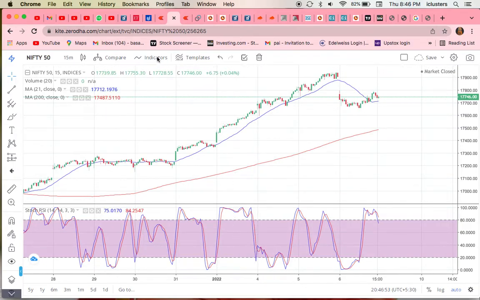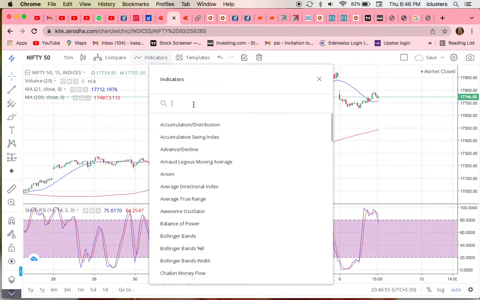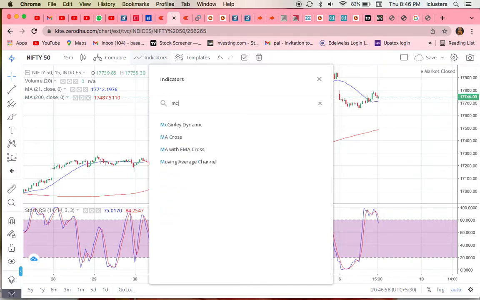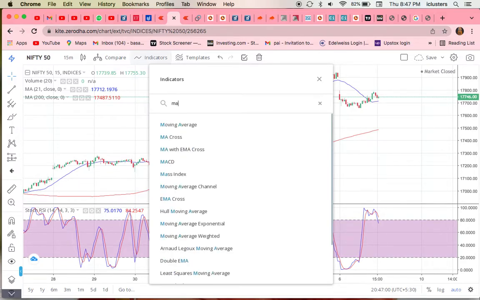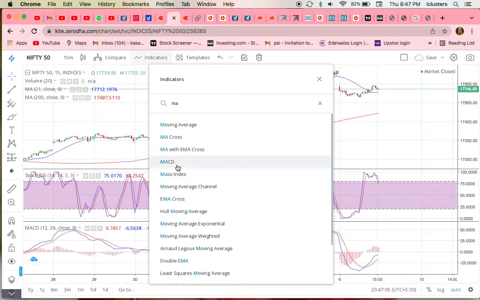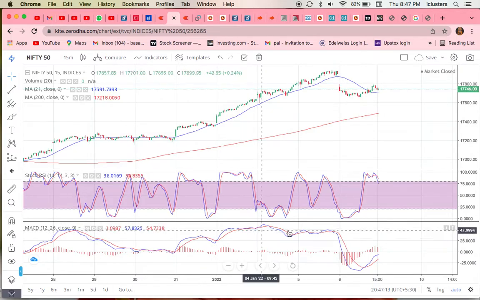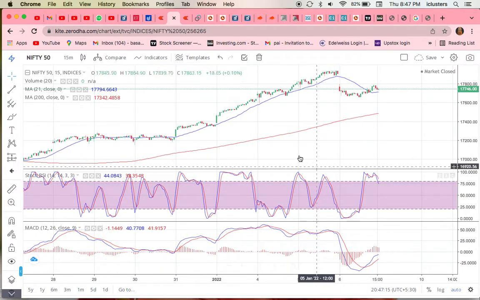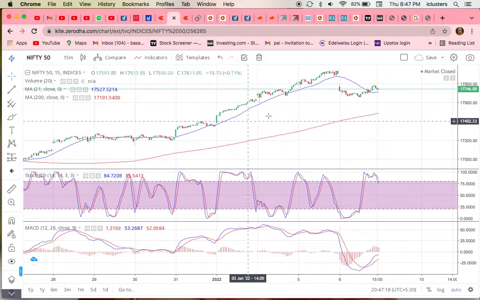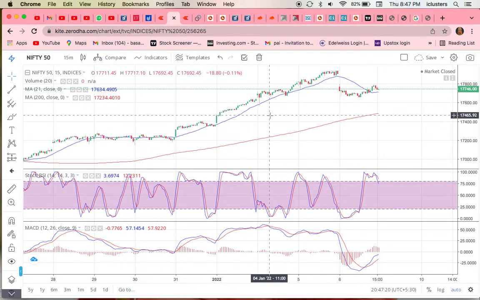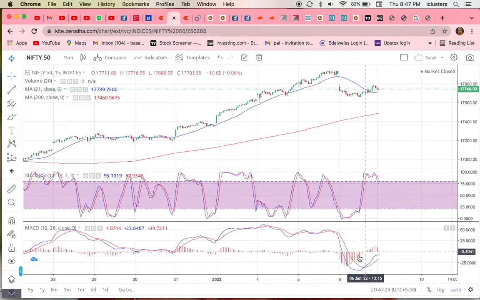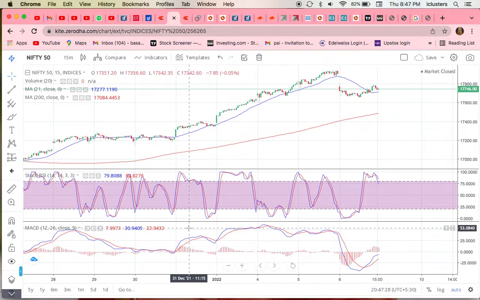And the next indicator most traders will use is the MACD indicator. That means MACD, moving average convergence and divergence. This will show how the moving price is moving, how it converges, how it diverges. This MACD indicator shows this. This will show you clearly.